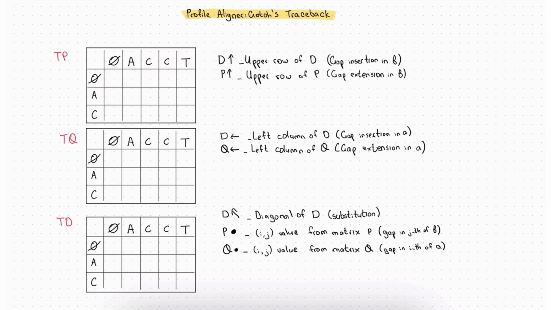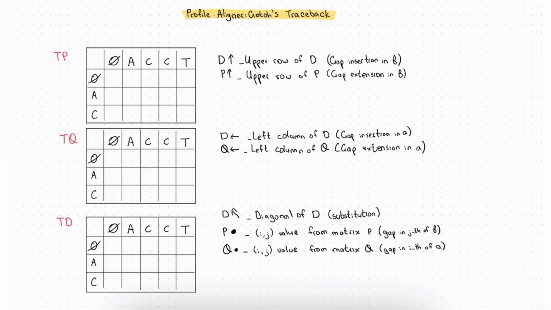Before we construct an alignment from memoization matrices, we need to create traceback matrices. So over here we have TP, TQ, and TD matrices, each of which corresponds to the P, Q, and D matrices. What these traceback matrices essentially do is store information about where the value in each given cell came from. So for instance, for TP, the value could have come from two places.